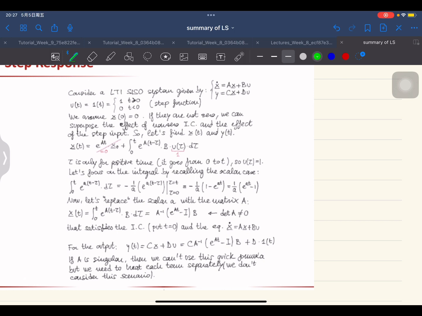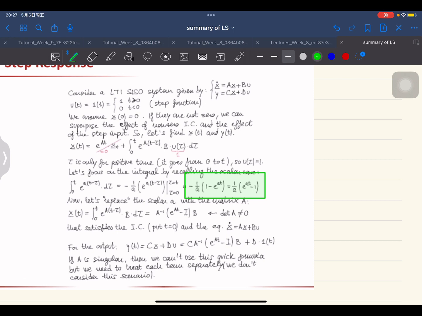The integral is only for positive time. It goes from 0 to t. So u of tau is equal to 1. Let's focus on the integral by considering the scalar case. Integral, how to integrate it? Using the integral technique, you can integrate and get the solution this way. Now let's replace the scalar a with the matrix A.